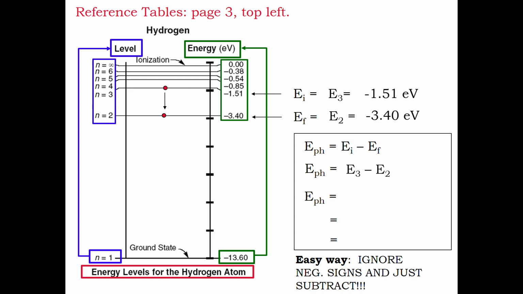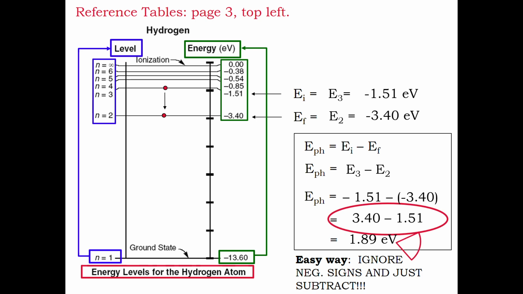Then we're going to follow this equation, E3 minus E2, and you'll notice it gets a little bit weird with the sign since it's subtracting a negative, so just put it in your calculator and it gives you the answer, 1.89 electron volts. The easy way to do this is you just ignore the negative signs and just subtract. I don't want to get into all the math details for why that works, but it has to do with it being absorbed or emitted. So that's the energy that is released when it jumps from the third orbital to the second orbital.